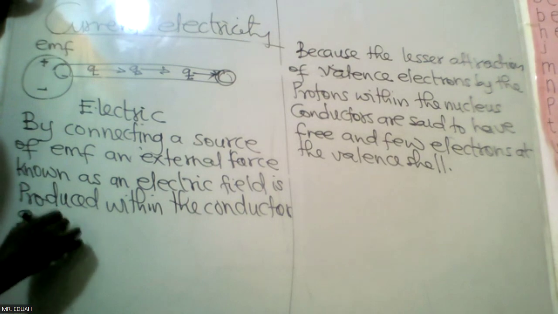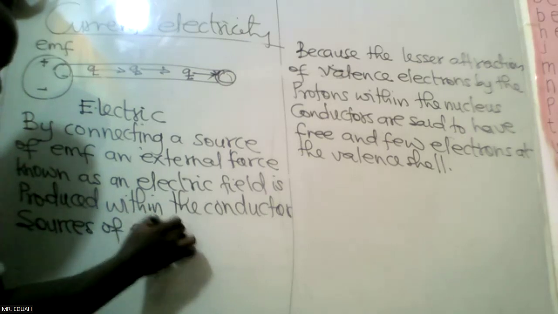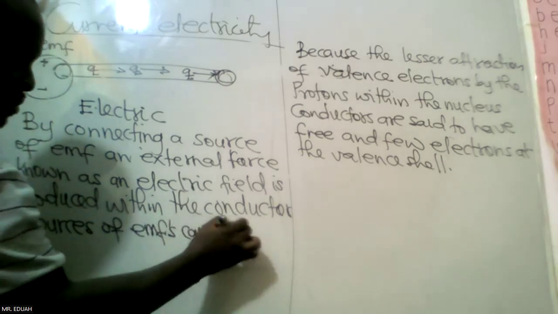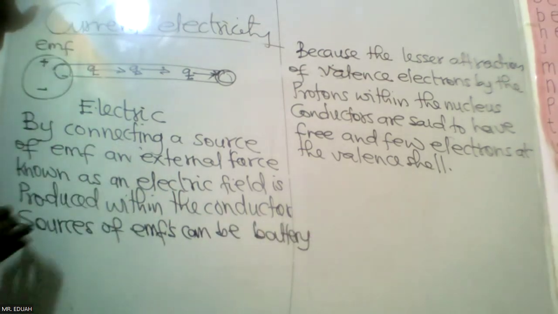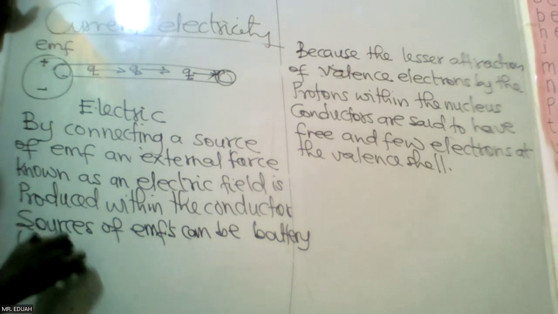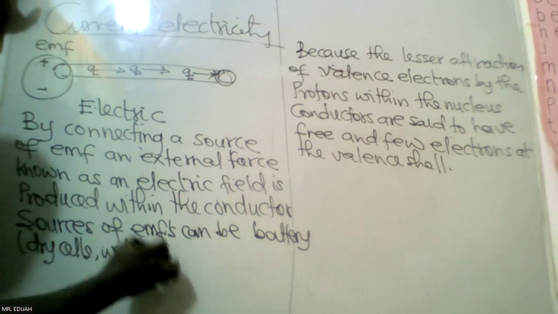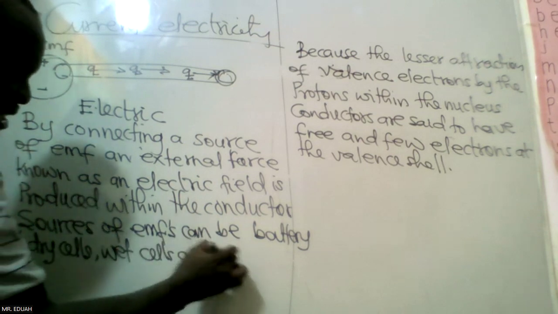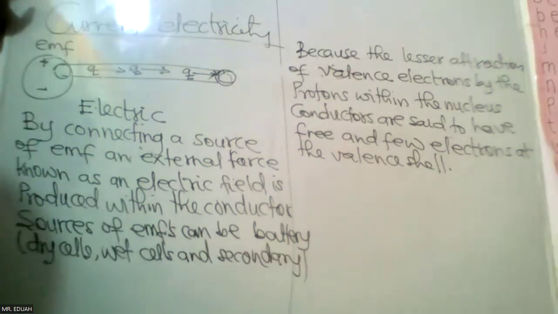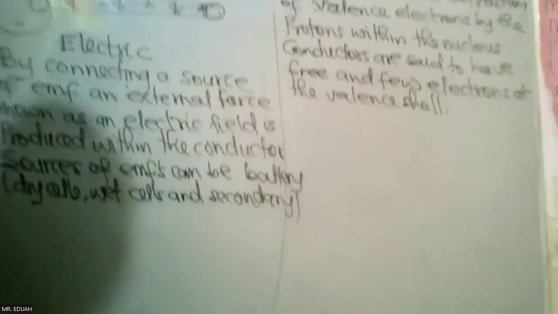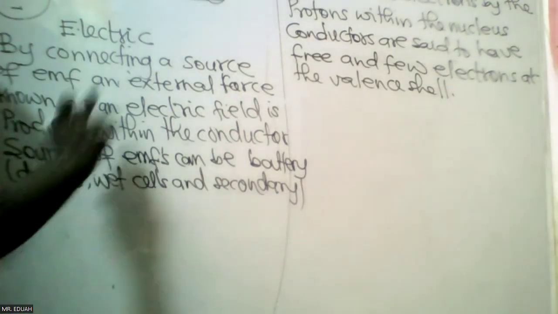Sources of EMF can be battery. Don't forget battery, we have dry cells, wet cells, and secondary cells. So the laboratory battery with EMF of 1.5 volts, car battery, and all that are sources of EMF.